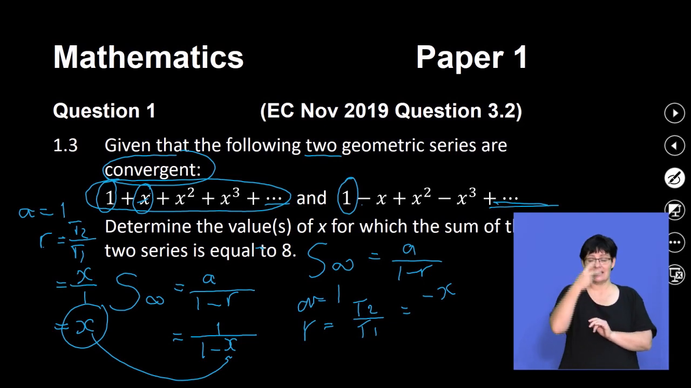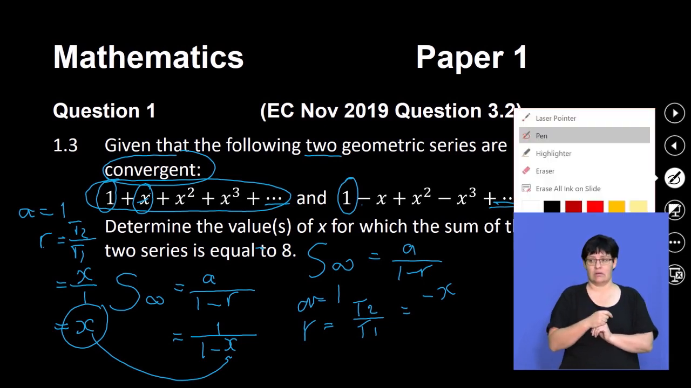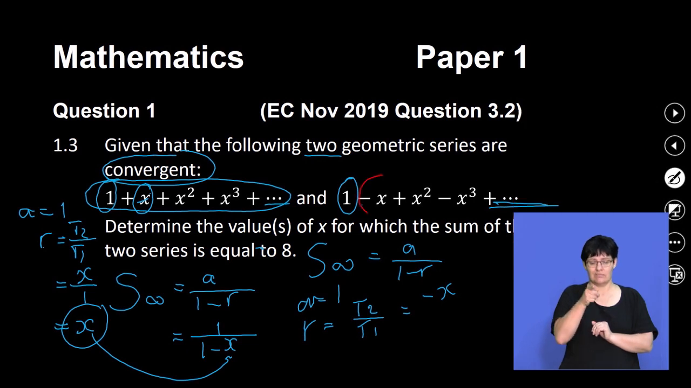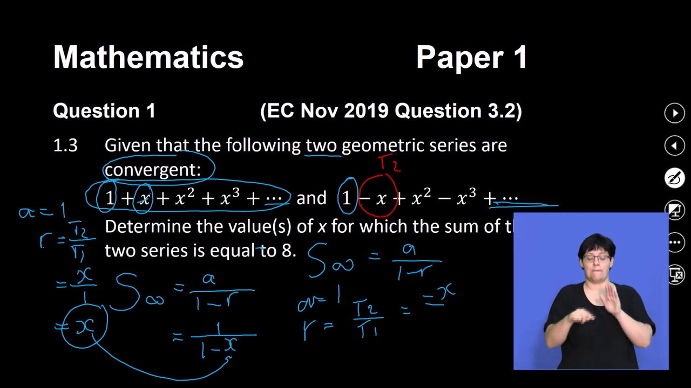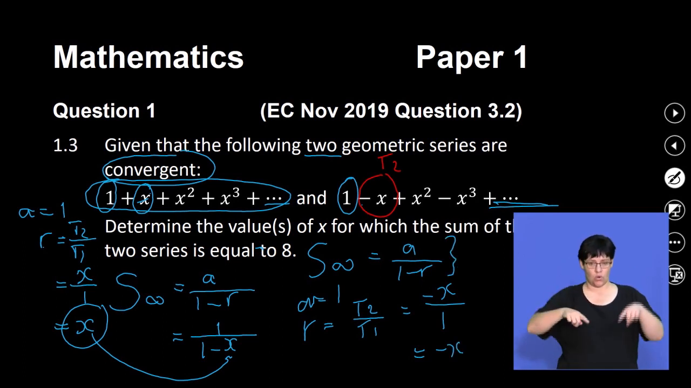This is the second term for this one over here. Let's do a different color. So this is term 2. The 1 is term 1. So we've got minus x over 1, which is negative x. Okay, so we know that our ratio, our common ratio for this is equal to negative x.